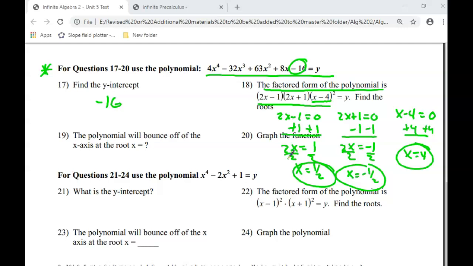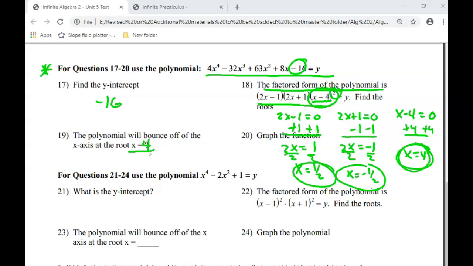Now, number 19 is asking us which of these roots will bounce off the x-axis. The polynomial will bounce off of the x-axis at what root? There could be more than one. In this case, there is only one. The polynomial bounces off of the x-axis whenever the factor, this 4, comes from this factor, right? And it has an even power. When you have an even power there, that's a bouncing root. So at the root x equals 4 is where it will bounce because its factor had an even power.